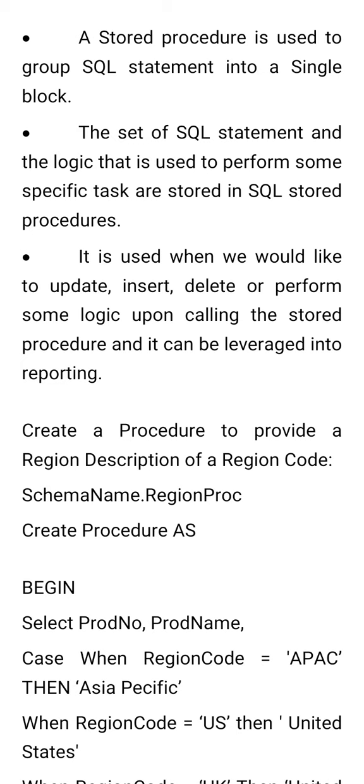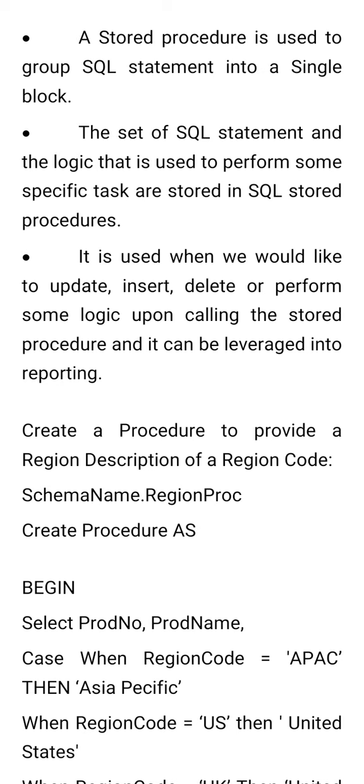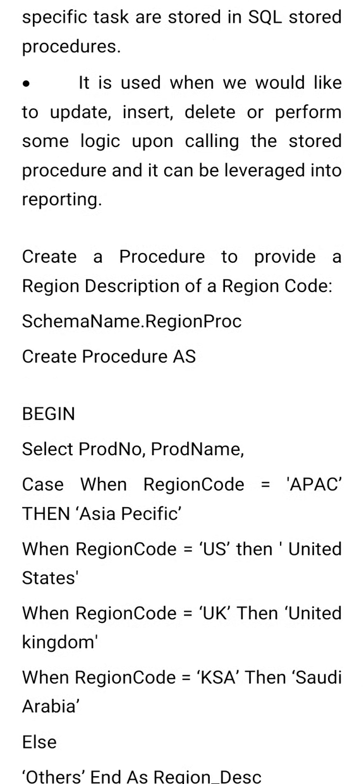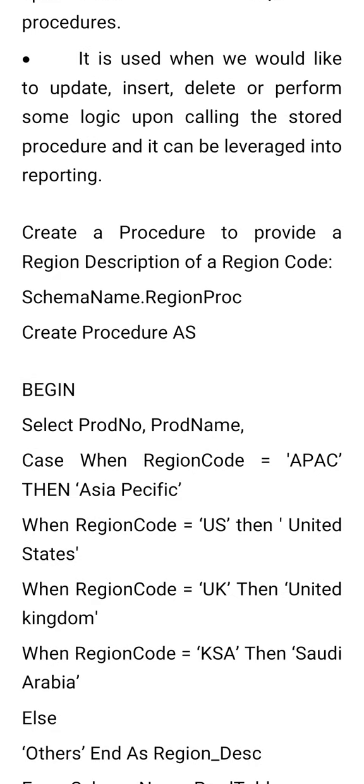The first thing is, I had a requirement. I had a table product in which I had a product number, product name, and also region code. In region code I had some APAC or UK or KSA or something like that. But what customer wants is, whenever they see UK, it should be United Kingdom. Whenever they see APAC, they should see Asia Pacific, and so on. That field was not coming from the source system, so that could be achieved using a case statement.